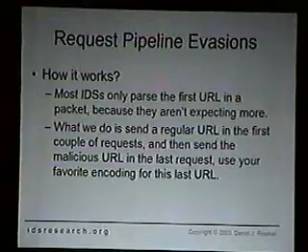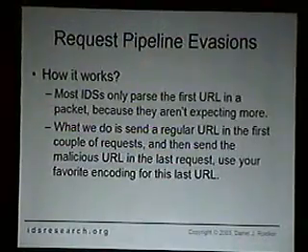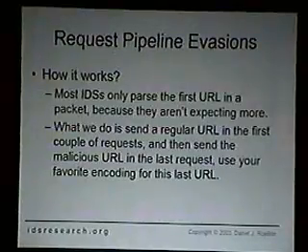For the first couple URL requests, we'll send some pretty benign requests. Like we'll look at the slash, the index. We'll look at the content. We'll maybe download the logo GIF, or whatever we want to do. And then for the last URL request, you basically put the malicious URL you want to access.